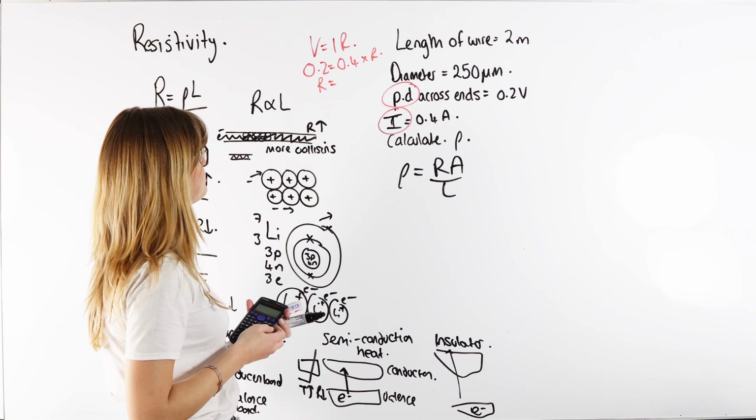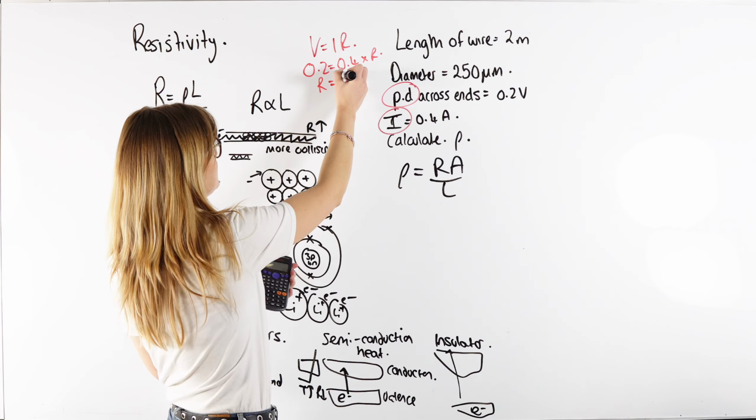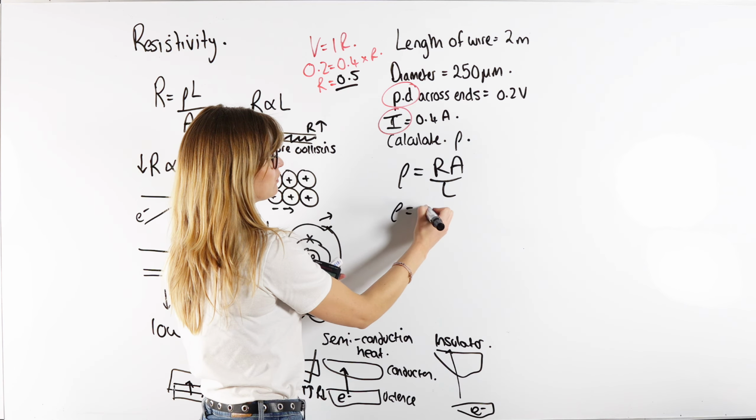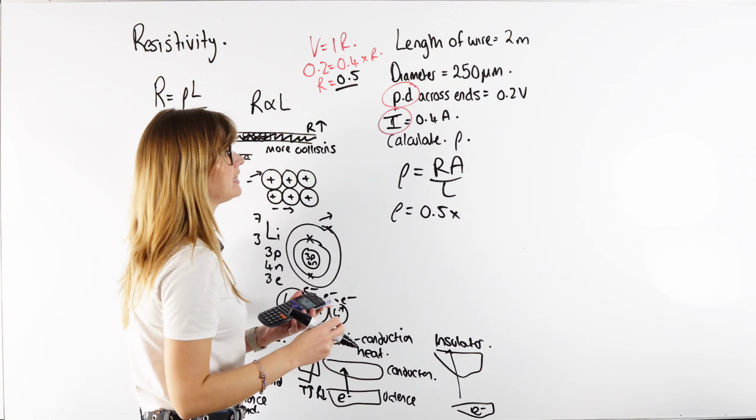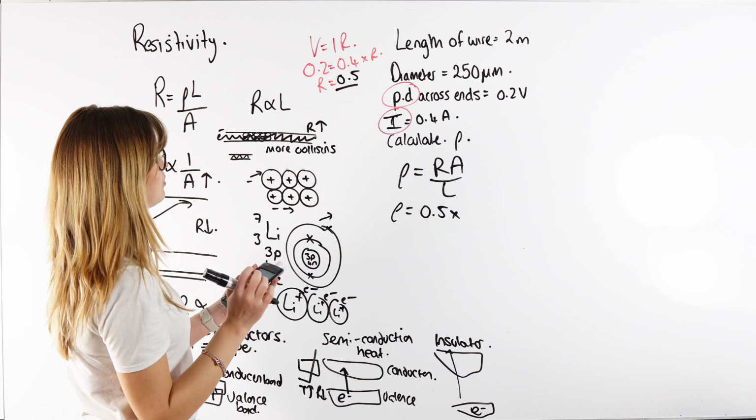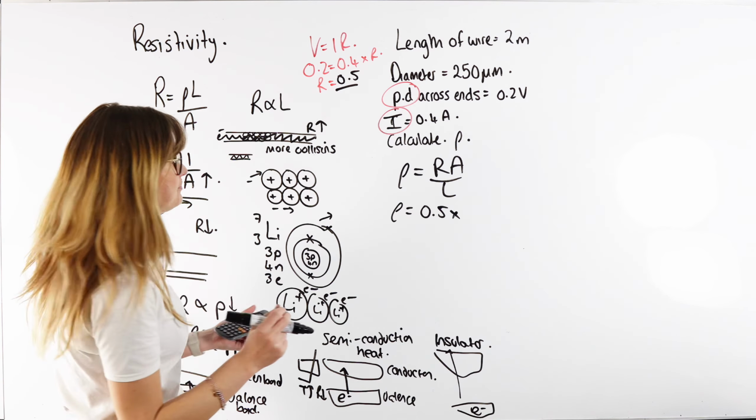I could have done that easy. Shame on me. So my resistance there is going to be 0.5. That's why here I can write resistivity is equal to 0.5 times that cross-sectional area. So V equals IR, 0.2 divided by 0.4 is 0.5. And now we're going to calculate the cross-sectional area.